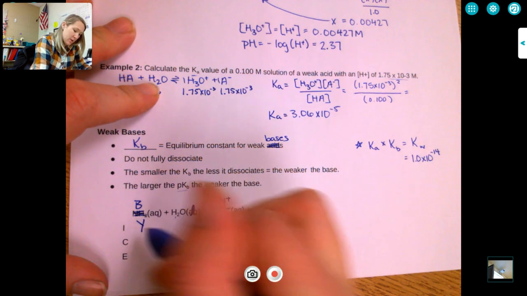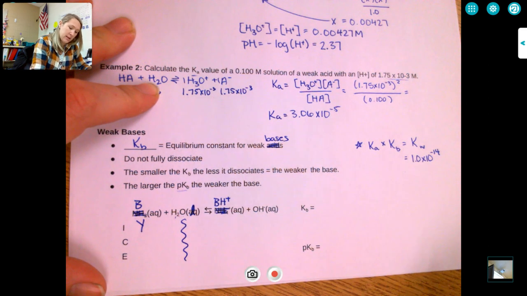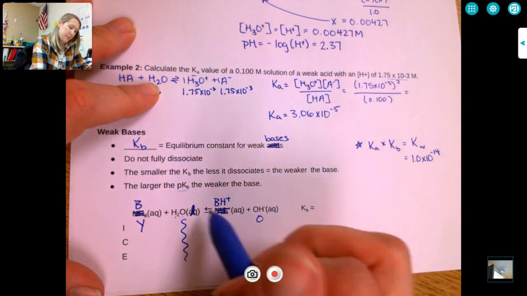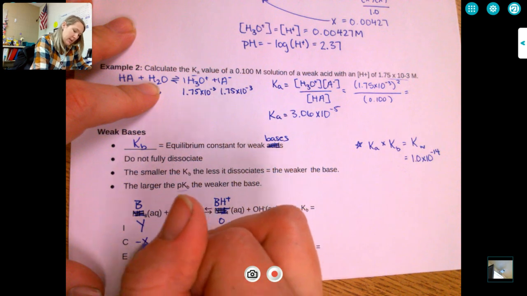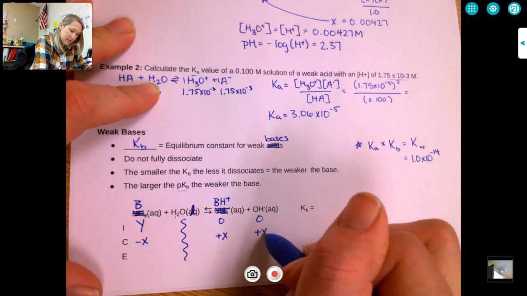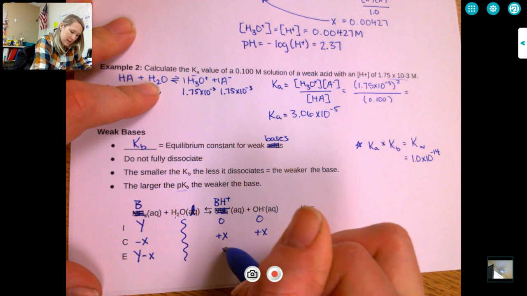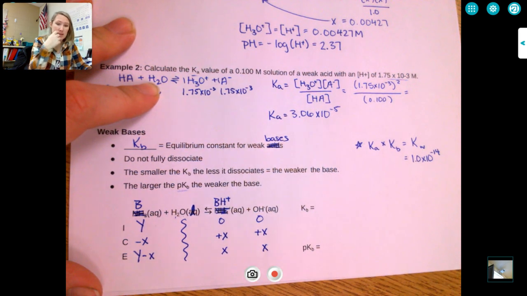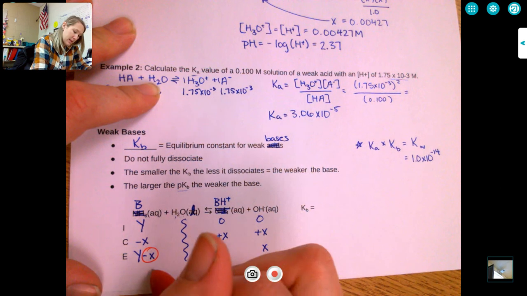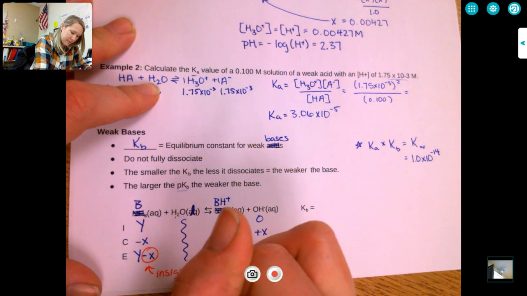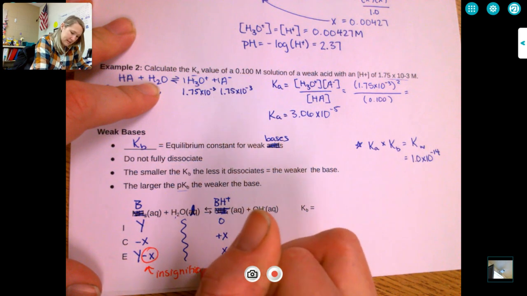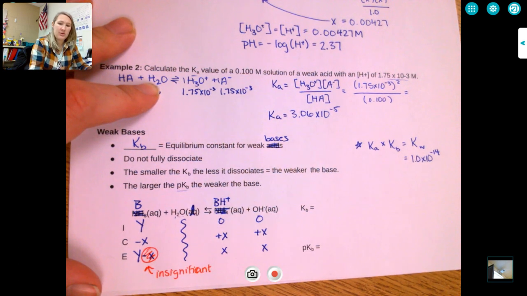So again, if I have some amount Y, I don't care about my liquid, and I have no concentration of my conjugate acid, BH plus, or OH minus. Then minus X, plus X, plus X: Y minus X, X, and X. So just like before, because this is a weak base, this change in X for its original concentration is insignificant. So we don't have to worry about it again, which is awesome.